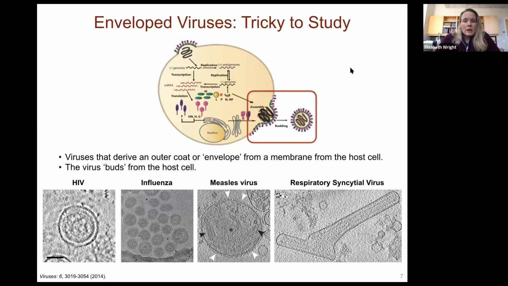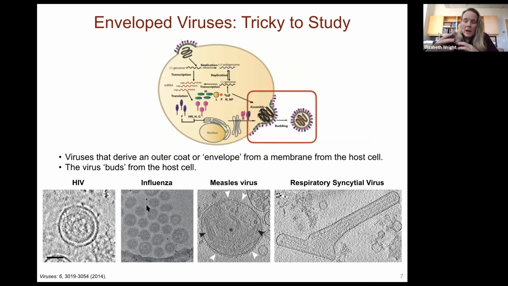And so why are these viruses tricky to study? Well, in a nutshell, they're enveloped viruses. So what does that mean? These viruses derive their outer coat, if you will, or their envelope, from the host cell membrane. And so many times these viruses are budding from the host cell, in the case of RSV, HIV, flu, and measles virus.